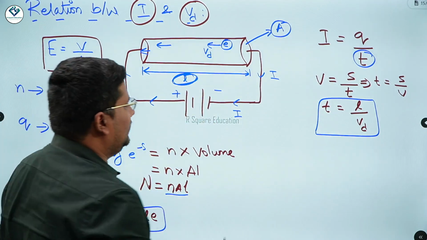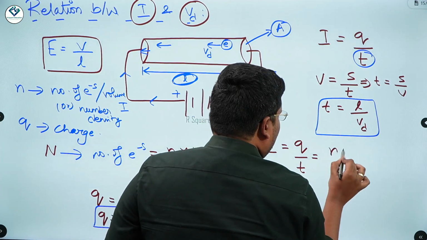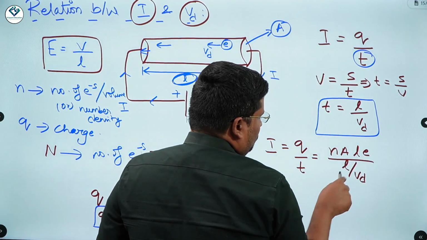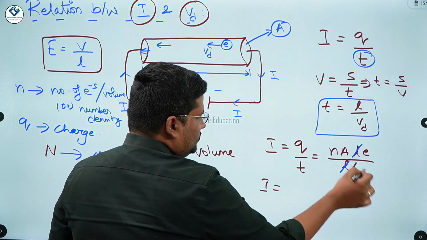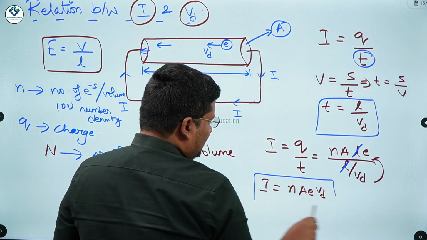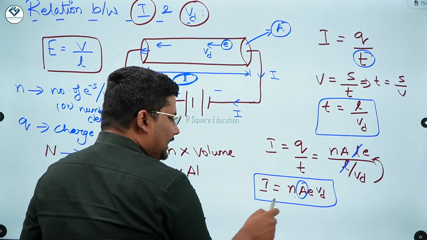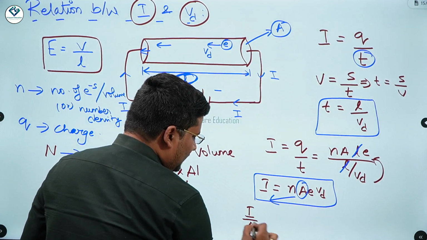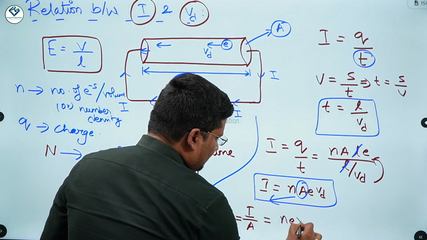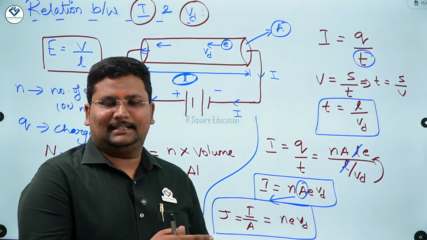So can I substitute that in I? So I is equal to what now? Q by T, where Q is going to be nALe whole divided by L by Vd. So L and L cancel. The denominator of the denominator goes to the numerator here, so it will become nAeVd. So this is going to be the relation between electric current and drift velocity. And also when you bring this area down here, it will turn out to be I by A, which we normally call current density, and this can be written as neVd. So this is nothing but the relation between electric current and drift velocity.